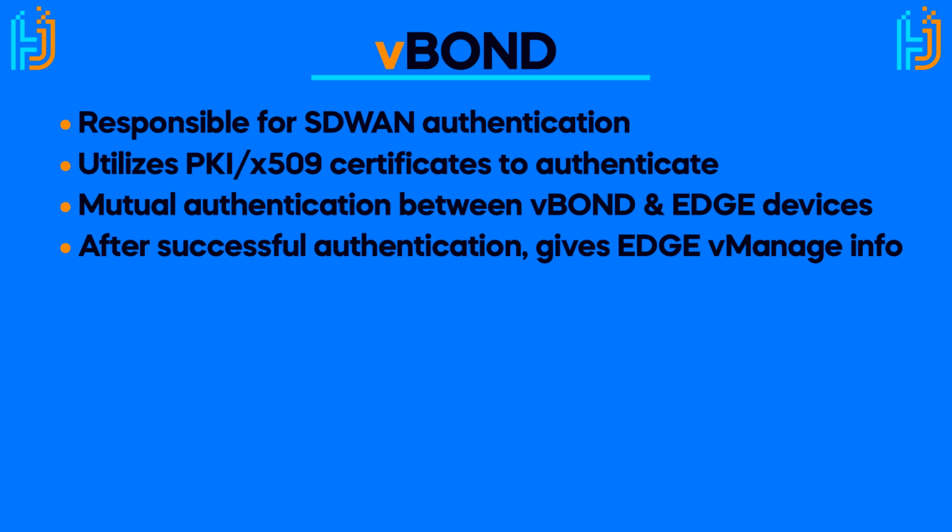And they're going to check each other's credentials essentially and ensure they are part of the same root. And then once that authentication succeeds, the vBond then provides the information necessary for the edge to then communicate with the vManage and vSmart and be able to start processing as a normal WAN edge device.